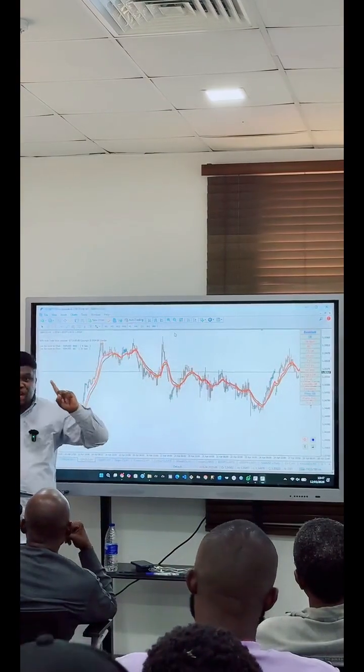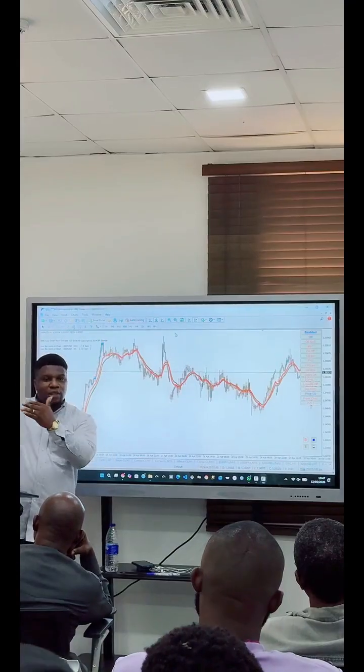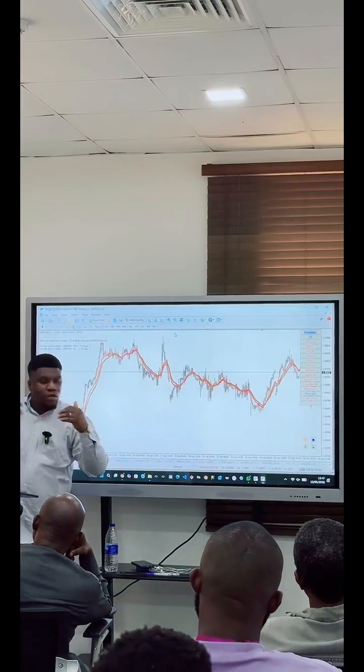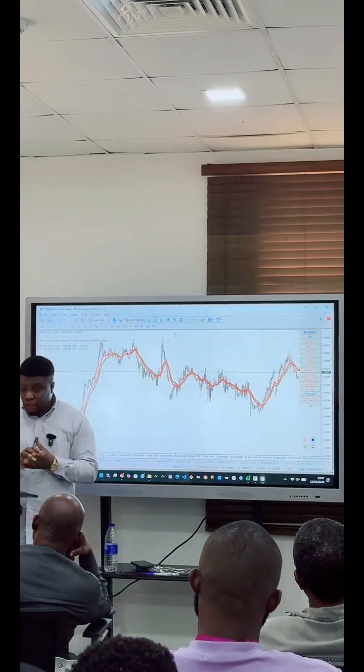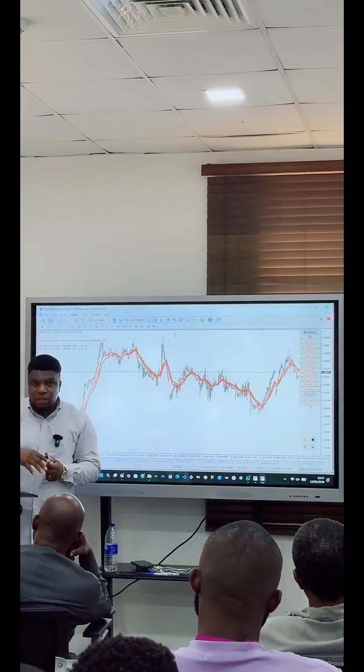So one of the first ways to use moving average is to use moving average alongside the trend. There's structure, but there's trend. Structure might take our time. Let me start from trend.